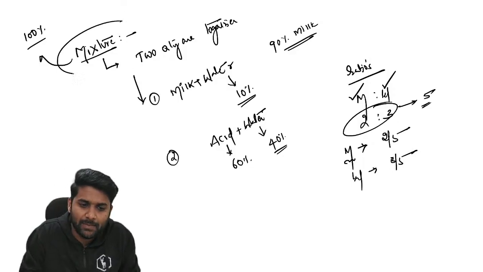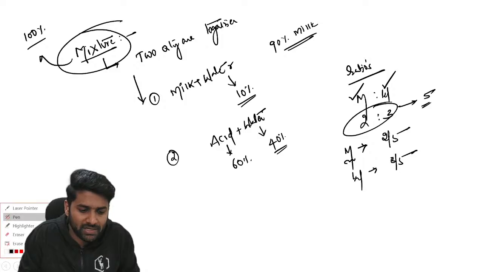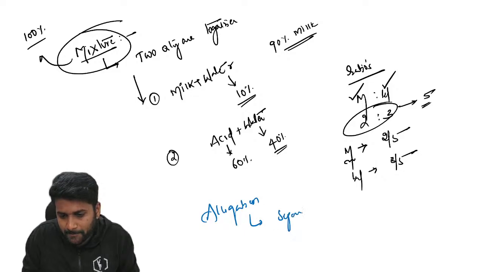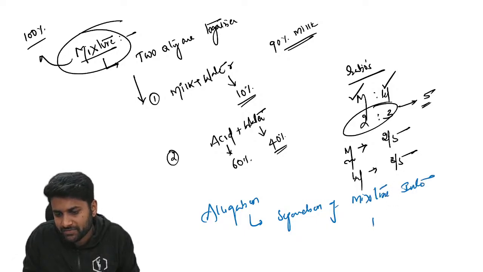Why? Because in a mixture we are talking about two quantities being together. And alligation is all about separation of those mixtures into individual quantities.